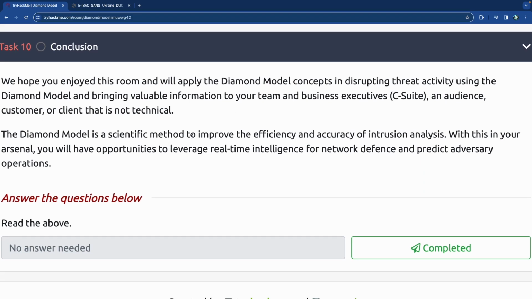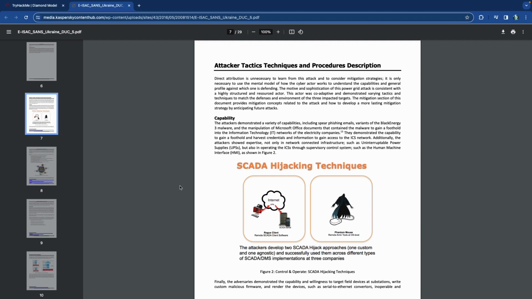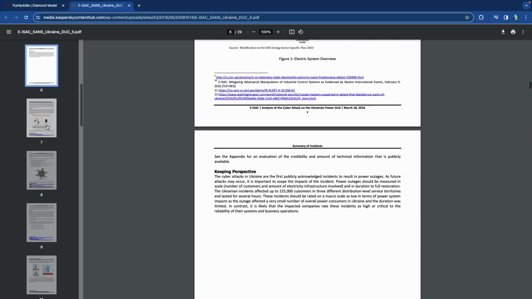It is a scientific method to improve the efficiency and accuracy of intrusion analysis. With this in your arsenal, you will have opportunities to leverage real-time intelligence for network defense and predict adversary operations. Okay, fair enough. We didn't even have to read this, but I guess we could have.